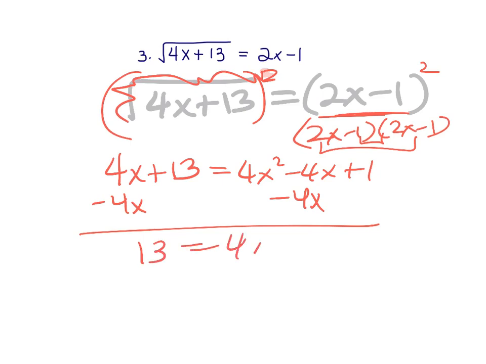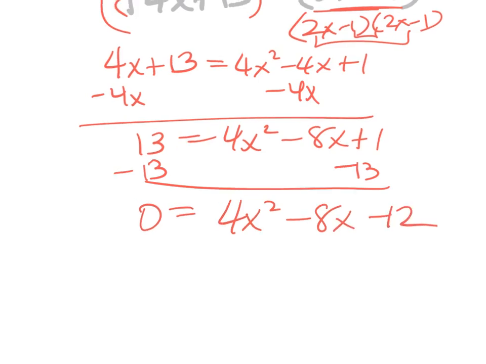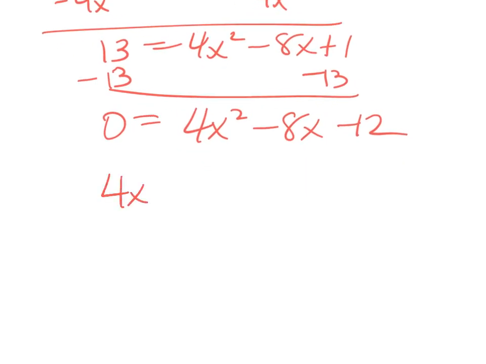13 equals 4x squared minus 8x plus 1. Move the 13. And I get 0 equals 4x squared minus 8x minus 12. Let me just go ahead and put the 0 at the end.